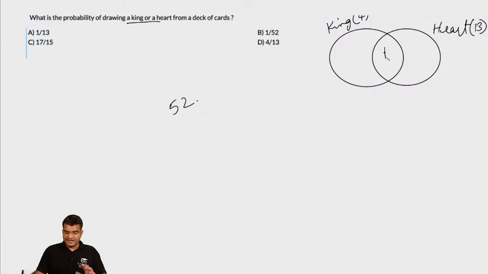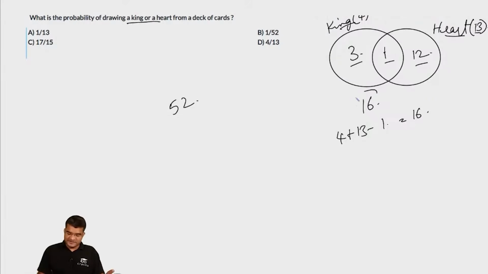So, how many are kings but not of heart? There will be 4 minus 1, which is 3. And how many are hearts without a king? That will be 13 minus 1, which is 12. So, the probability or the number of ways in which a card can be either a king or a heart will be 3 plus 1 plus 12, which is equal to 16. Another way of looking at it is 4 plus 13 minus 1, which is also equal to 16. So, a card can be either a king or a heart in 16 ways.